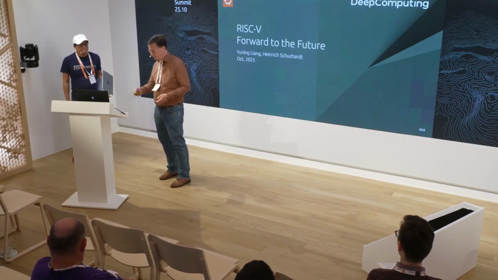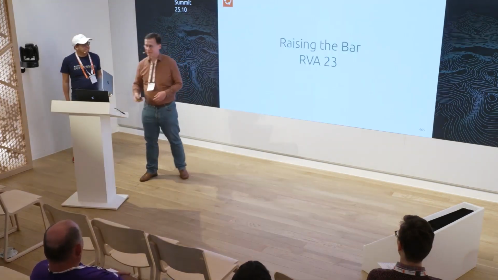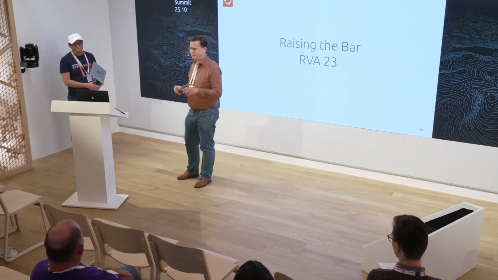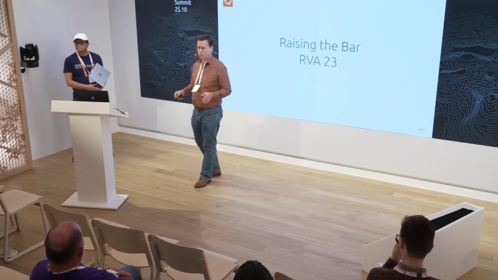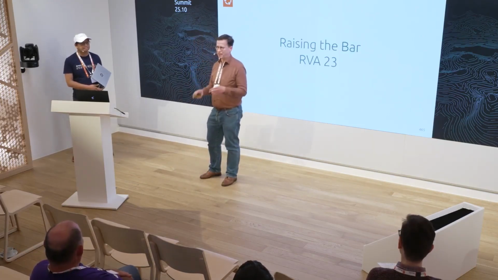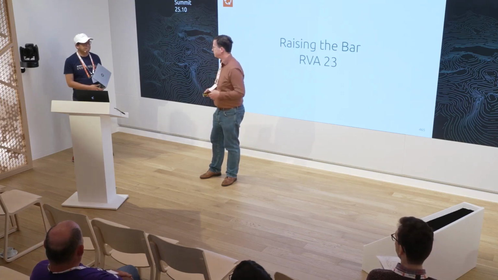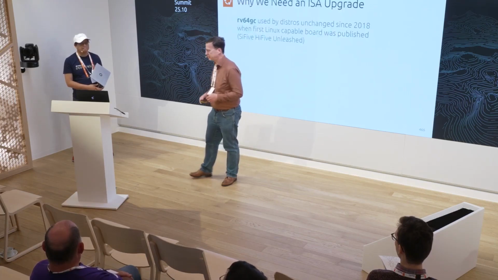The thing that I want to talk about in the first part is why did Canonical decide to move the ISA from what we had before to RVA23? And in the second part, Yuning will present how this translates into the hardware story.